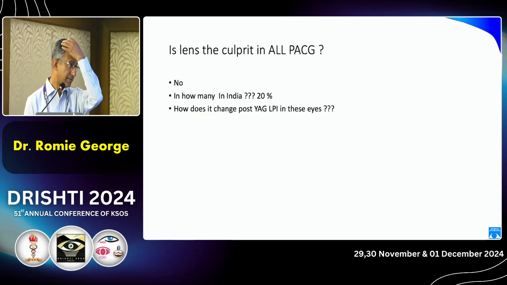So is the lens the real culprit in all PACG? Not really. So what are the numbers in India where it's significant? I don't know. Maybe 20%, maybe 15%, but not more than that. And we still have no information as to how it changes post LPI in these eyes. Because if there's a pupillary block component also, you might see an improvement in the lens configuration.